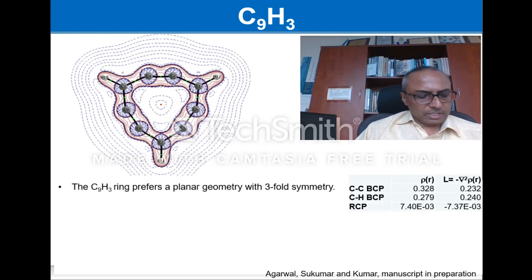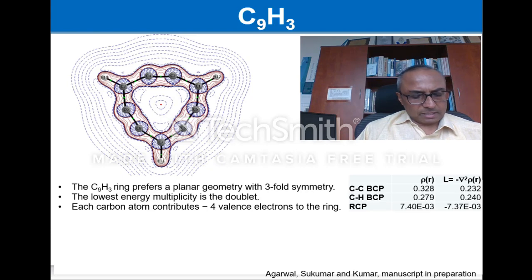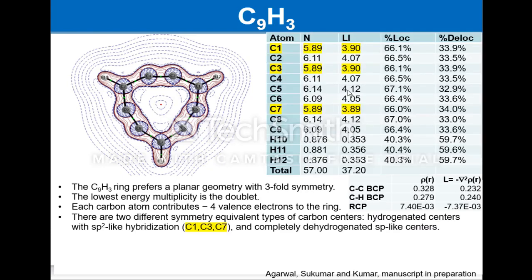Turning to C9H3, we find that it's a planar ring with threefold symmetry. The lowest energy multiplicity is a doublet. Each carbon atom contributes approximately 4 electrons to the ring. There are two different symmetry-equivalent types of carbons.